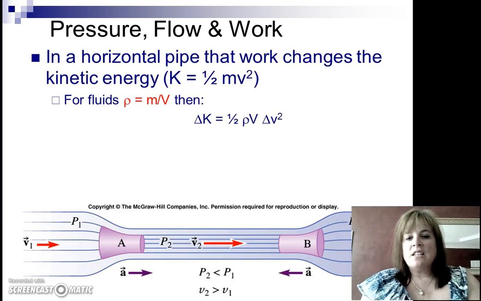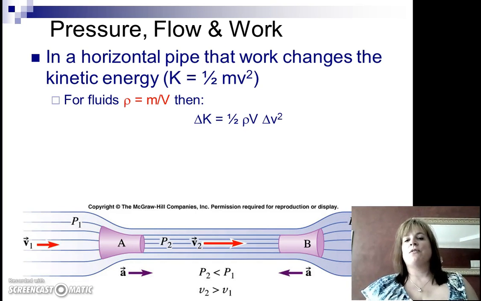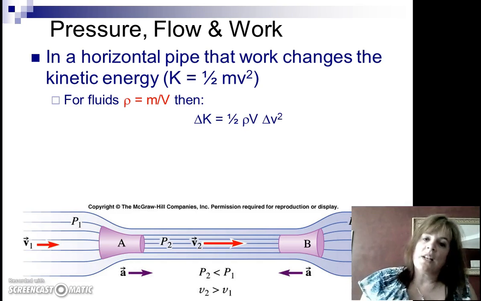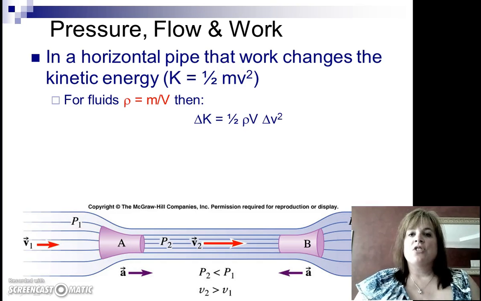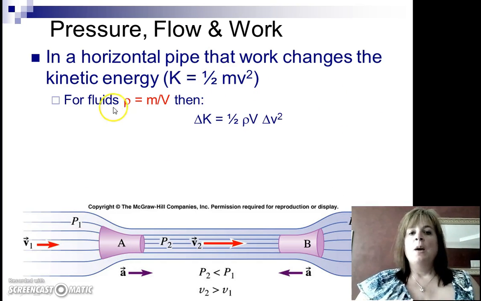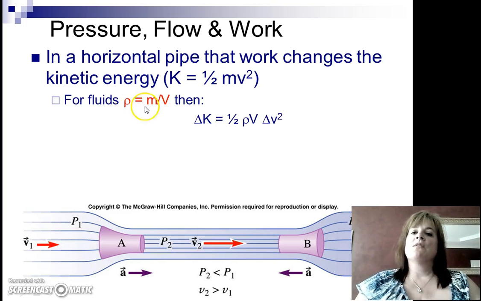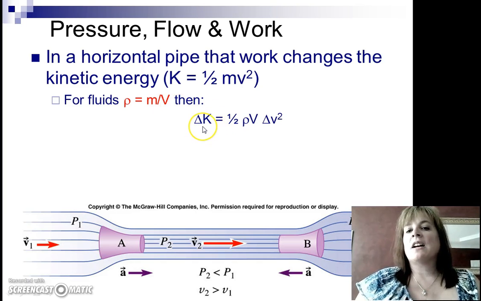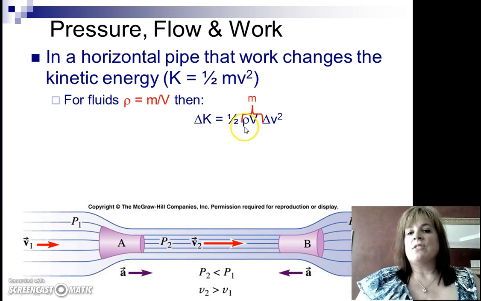Now, in the case of our horizontal pipe here, work is being done to change the kinetic energy of the fluid, right? It's speeding up or it's slowing down, but we're changing the velocity or the speed. And remember that kinetic energy is the energy of motion, kinetic energy being 1/2 mass times velocity squared. But for fluids, we don't think of mass per se. We think of it more in terms of density and volume. So if we rewrite our kinetic energy equation, we get 1/2 density of the fluid times the volume times the velocity squared. This is just the mass.